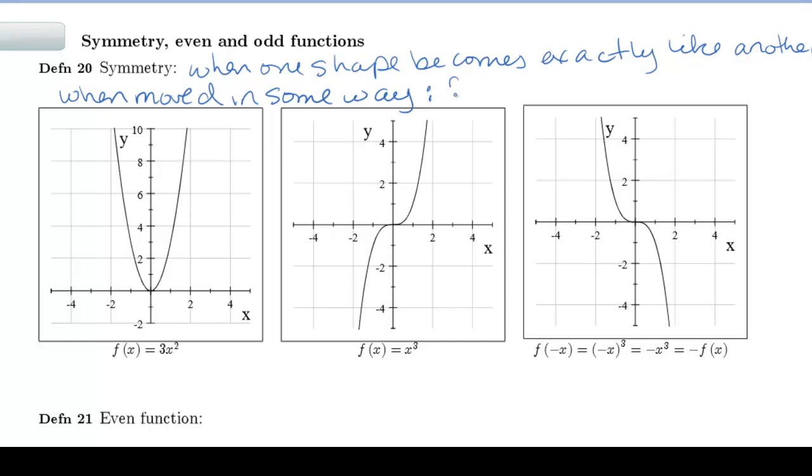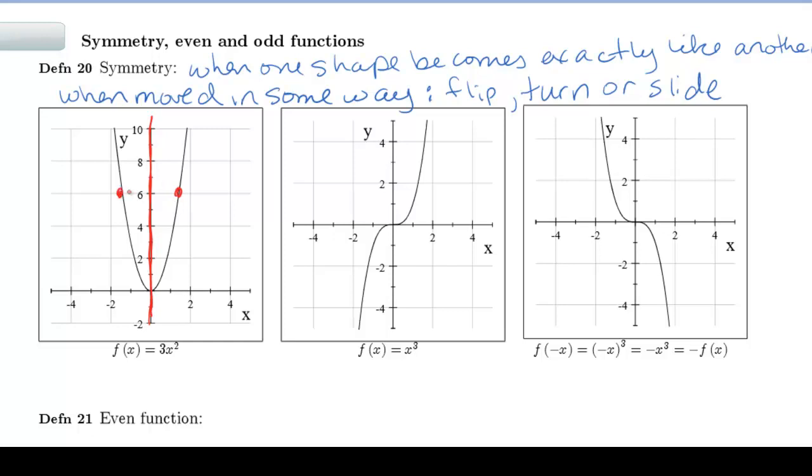And typically those ways are flipping, so that would be kind of folding along that horizontal or vertical line to get things to match up. Turning, like we said, or possibly sliding, but we're not going to be dealing with that as much in this section. So, like I said, if we look here at this function 3x squared, we've got what would be called our line of symmetry here, the y-axis. If you fold this in half, or if you flip this right side of the graph over, it'll match up with the left side of the graph.